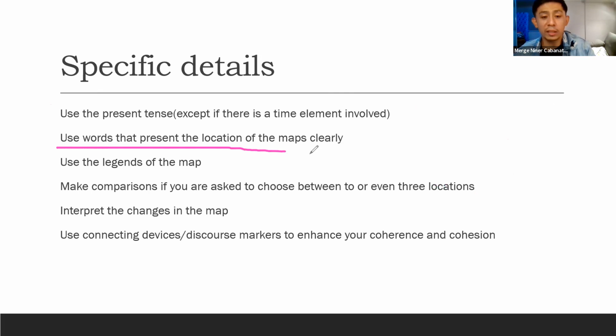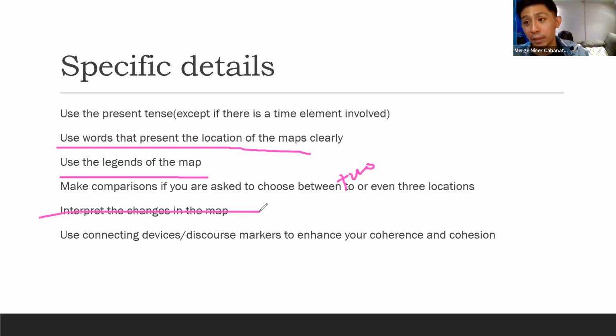Use the words that present the location of the maps clearly. Use the legends of the map. It will tell you what the locations represent, what the colors are, and what amenities are there. Make comparisons if you're asked to choose between 2, two, or even 3 locations.